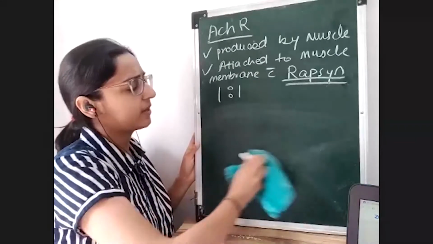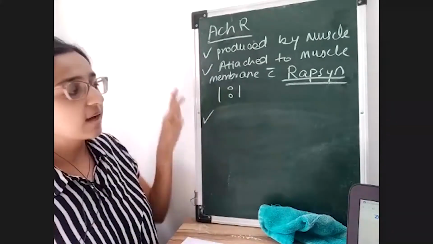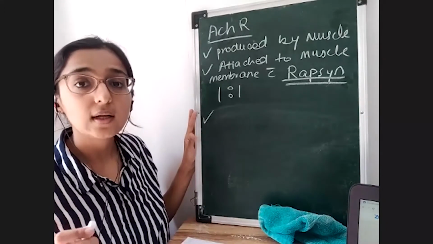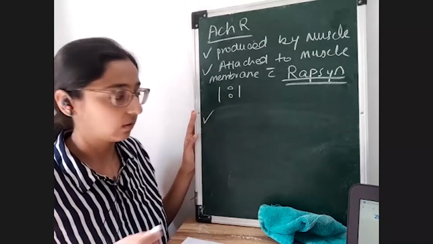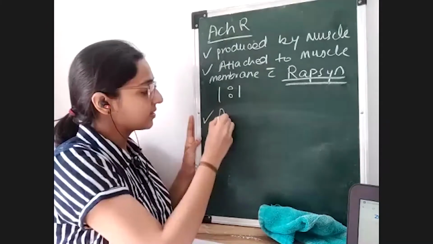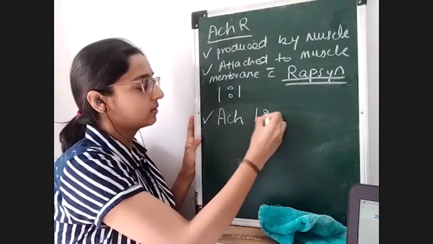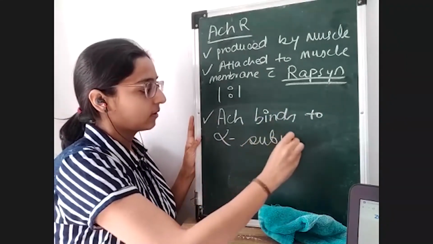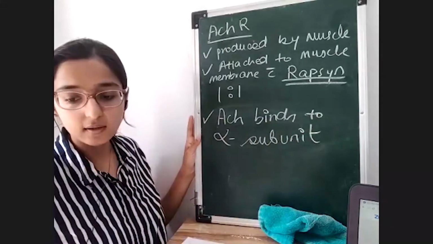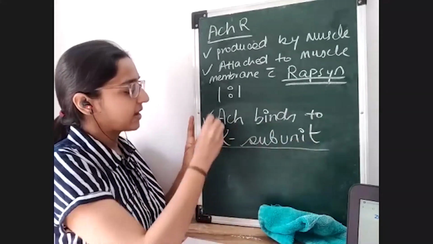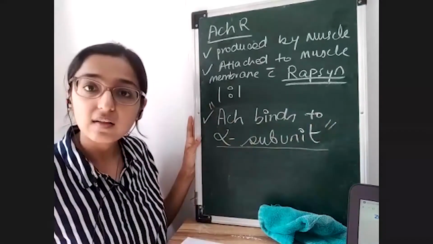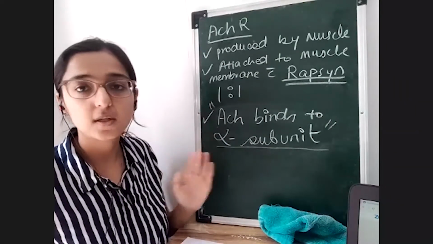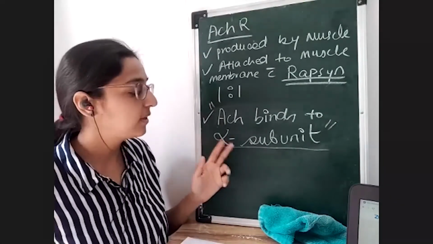Now, a very important point is on which subunit of the 5 subunits of the acetylcholine receptor will the neurotransmitter acetylcholine bind. Very, very important. So acetylcholine binds to the alpha subunit. This is a very important statement that you have to remember: the acetylcholine molecule binds to the alpha subunit only. It will not bind to the gamma, the delta, or the epsilon, none. It has affinity and binds only to the alpha subunit.